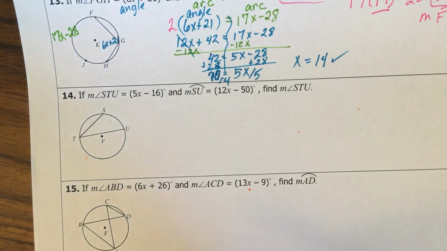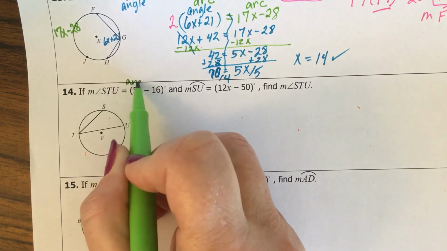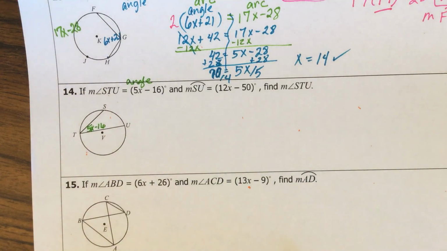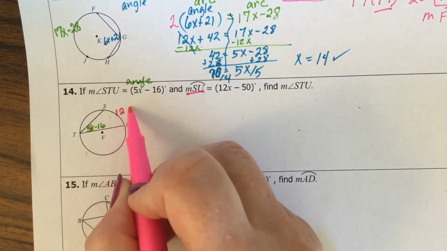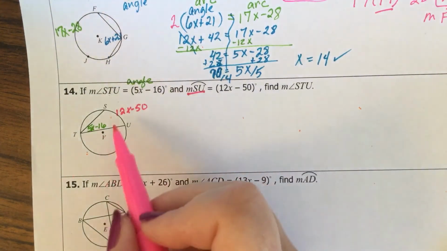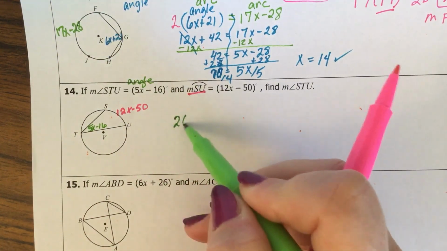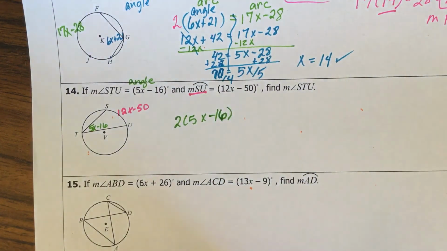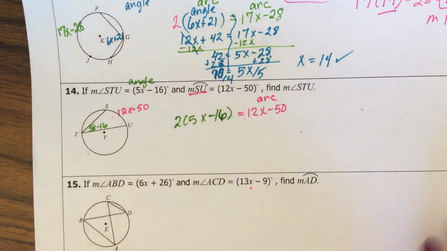Okay, number 14, we're given that we have STU, which is my angle. So I've got 5x minus 16. And then I have the arc, which is 12x minus 50. And so we're going to do the same thing that we did just a minute ago. 2 times the angle equals the arc. So 2 times 5x minus 16 equals 12x minus 50. This is my arc.